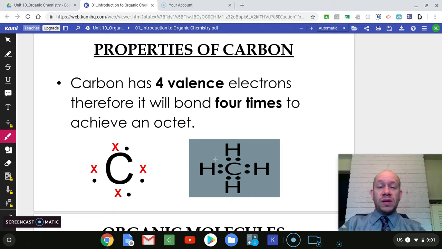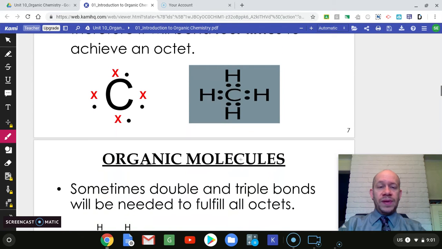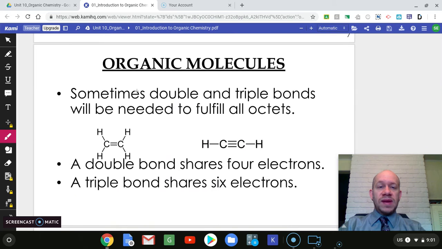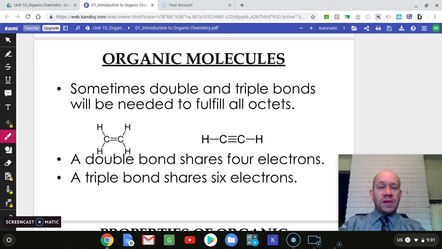with 4 other elements. Organic molecules also have the unique property of sometimes forming double and triple bonds in order to fulfill all octets. So for example, these carbons are each sharing 4 electrons and 2 with each hydrogen, therefore they have 8. And these carbons, each carbon is sharing 6 electrons and then 2 with the hydrogen. So it's very unique that it can do this, and so that's how we get so many different organic compounds.